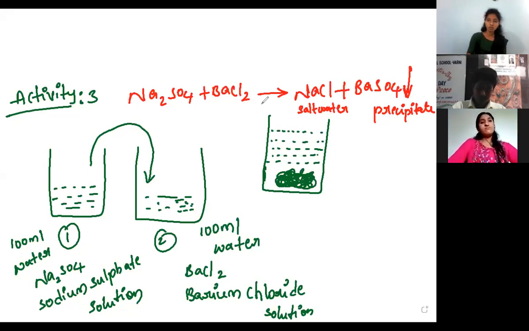So this is also one of the chemical changes, because we are taking two different solutions, sodium sulfate and barium chloride, and mixing them together. Finally, we got salt water and barium sulfate precipitate. We will not get sodium sulfate and barium chloride again from this sodium chloride and barium sulfate. So we can consider this also a chemical change.